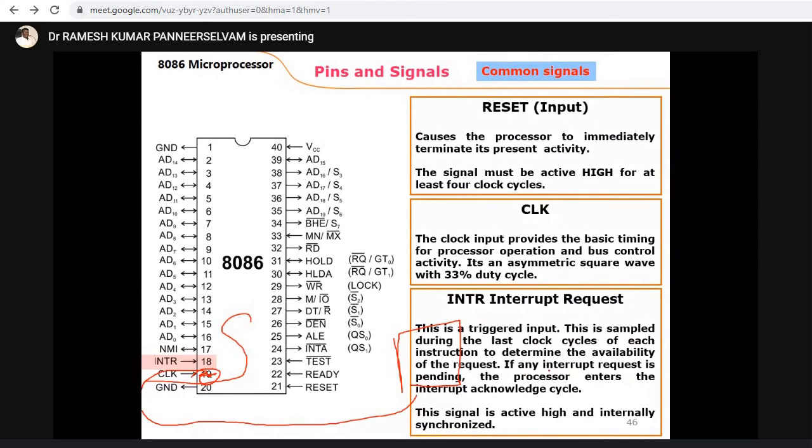So this is a software interrupt which can be requested through this INTR pin number 18. Clear now? This signal always remains high and internally synchronized. At the end of every instruction execution, the processor verifies the signal of INTR, the 18th pin.